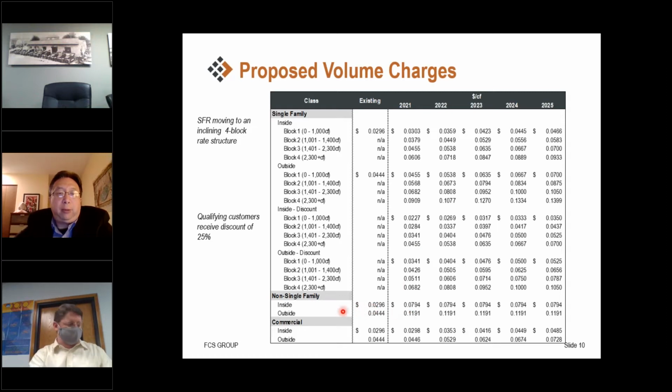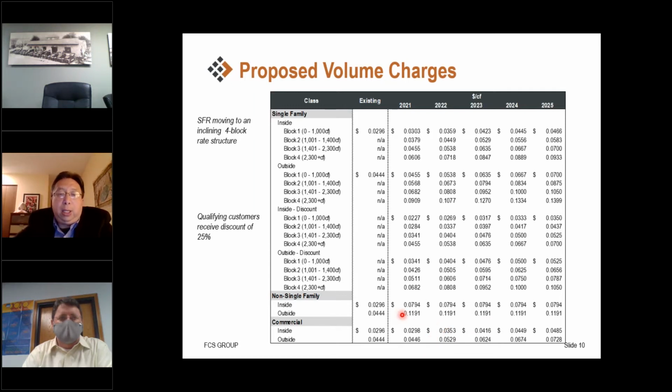We also have recommended rates for non-single family customers. What we have here is a recommendation to maintain their rate structure at what's called a uniform or single block structure. And this would apply to non-single family customers as well as commercial customers. And you can see what the recommended rates are there.